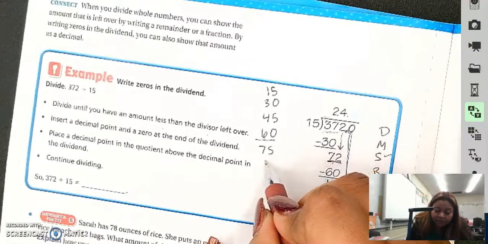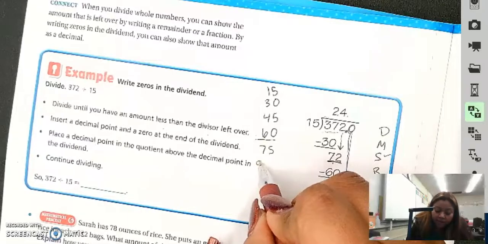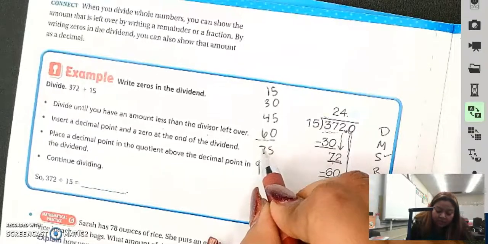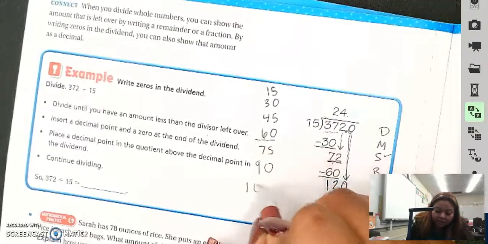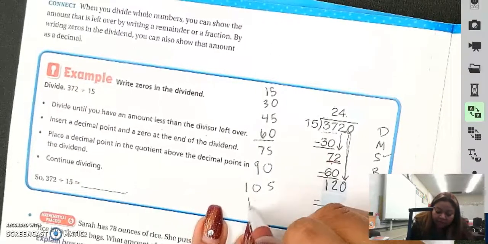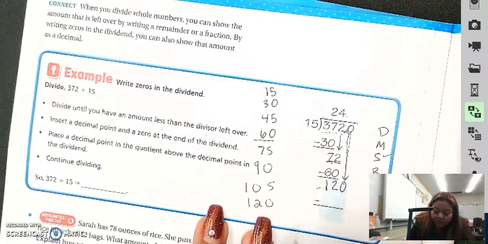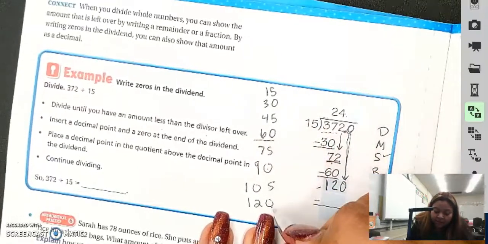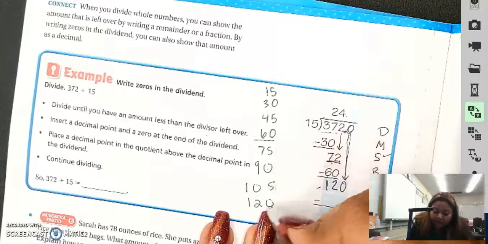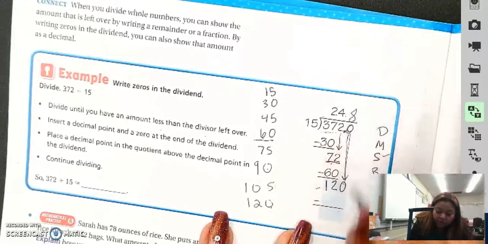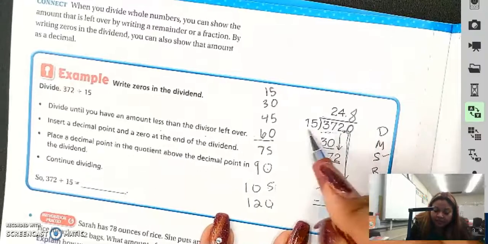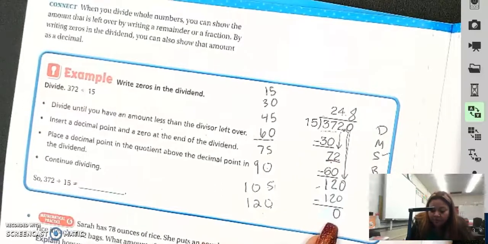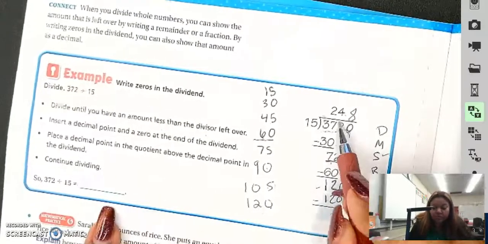75 plus 15 would be 90, right? Because you do it in your head. 5 plus 5 makes 10. So 7, 8, 9. And then plus 15, that's 105. And then plus 15 is 120. And bingo, that's the number I need. So I go 1, 2, 3, 4, 5, 6, 7, 8. I had to go up to 8 to get to 120. So I'm going to write 8. And 8 times 15, you should get 120. I subtracted, and that equals 0. So my answer is 24.8.